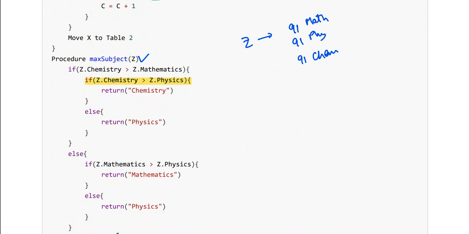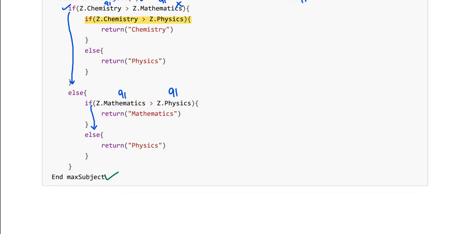In this card called Z, there are 3 equal entries of 91. So let us take the first iteration step. If X dot chemistry, which is 91, greater than 91. This is not satisfying because there is only greater than. So this doesn't get satisfied. If this is not being satisfied, where will we go? We will go all the way down to here, right? If Z dot mathematics, which is 91, is greater than Z dot physics, no, this is also not getting satisfied. Then we will go all the way from here to here, right?